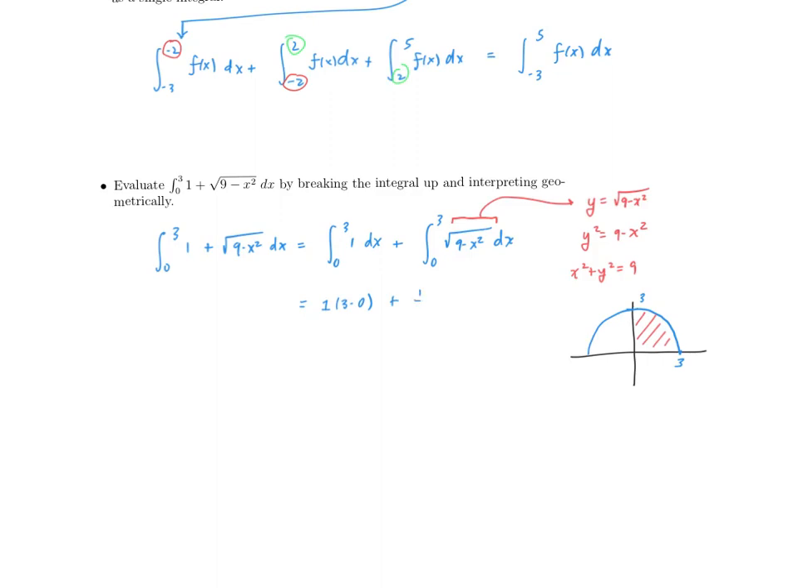And the area of a circle of radius 3 would be pi times 3 squared. And the 1/4 is out front because we have 1/4 of that circle. And that leaves us with 3 plus the quantity 9 pi over 4. And that completes our discussion on the definite integral.